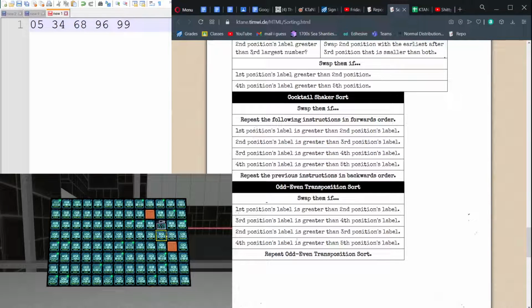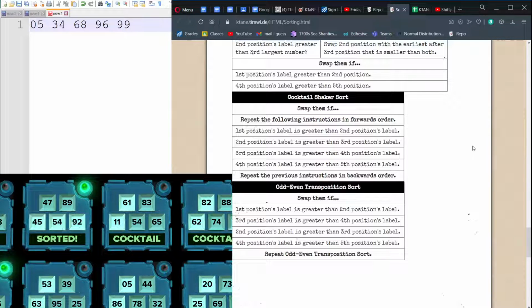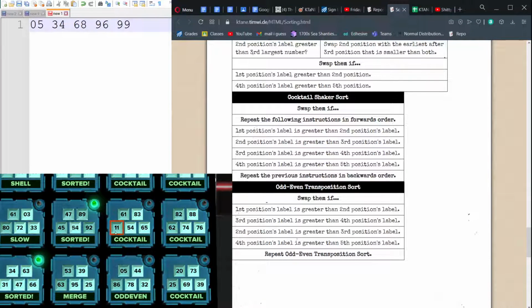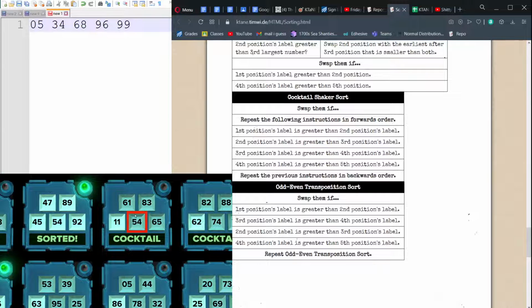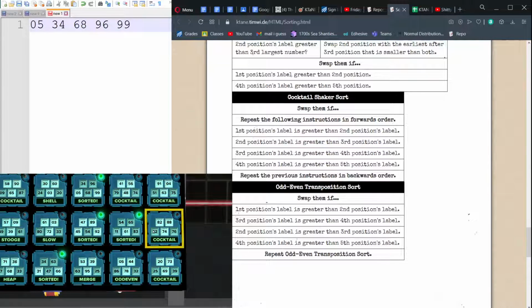Cocktail shaker sort. This one is very fun. Basically, what you do is you sort them going forwards, and then you sort it going backwards if it's not done. And then forwards and backwards, and then just until it's done. So we see, okay, so we compare 1 and 2. These ones are sorted against each other. Then 2 and 3, these ones aren't, so we swap those. And 3 and 4, these ones aren't. And then 4 and 5, and that gets sorted.